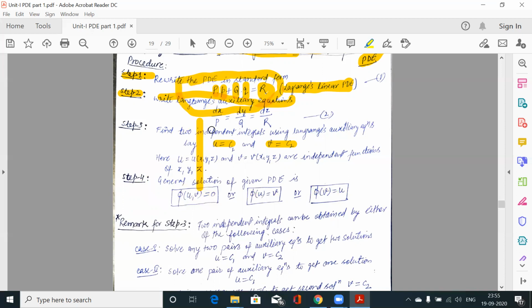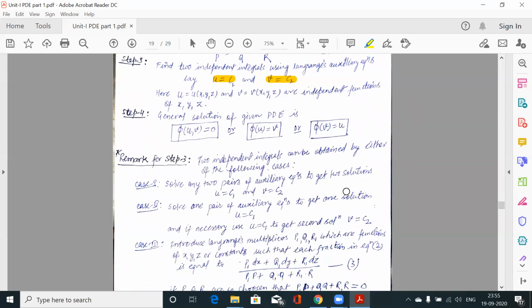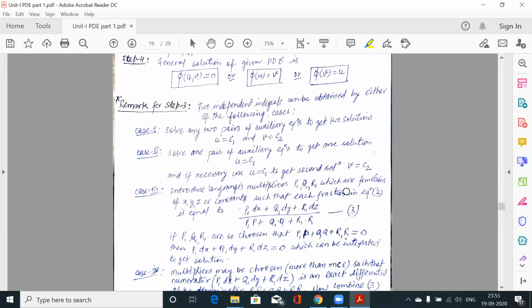Pp plus Qq is equal to R has the solution as an arbitrary function of u, v is equal to 0, or a function of u is equal to v, or a function of v is equal to u. So what is important here is to recognize step 3, how to get two integrations from the Lagrange's auxiliary equation. So some tips are written here for step 3, how to get two solutions.